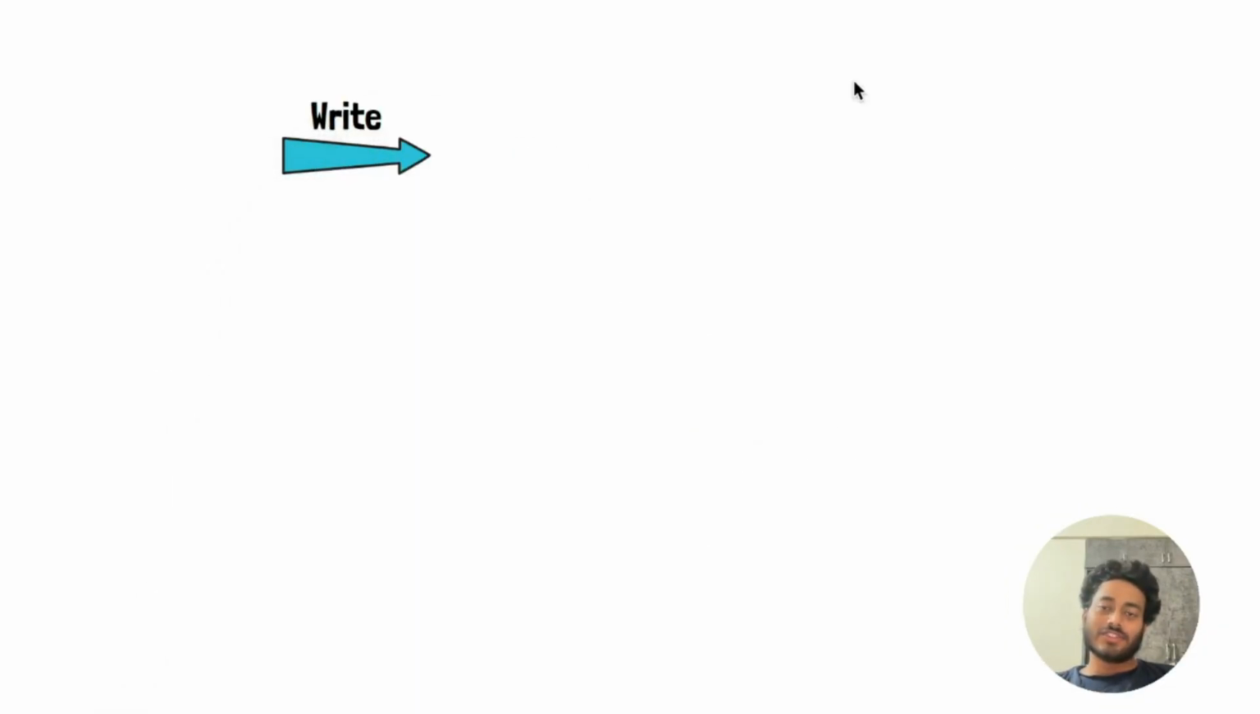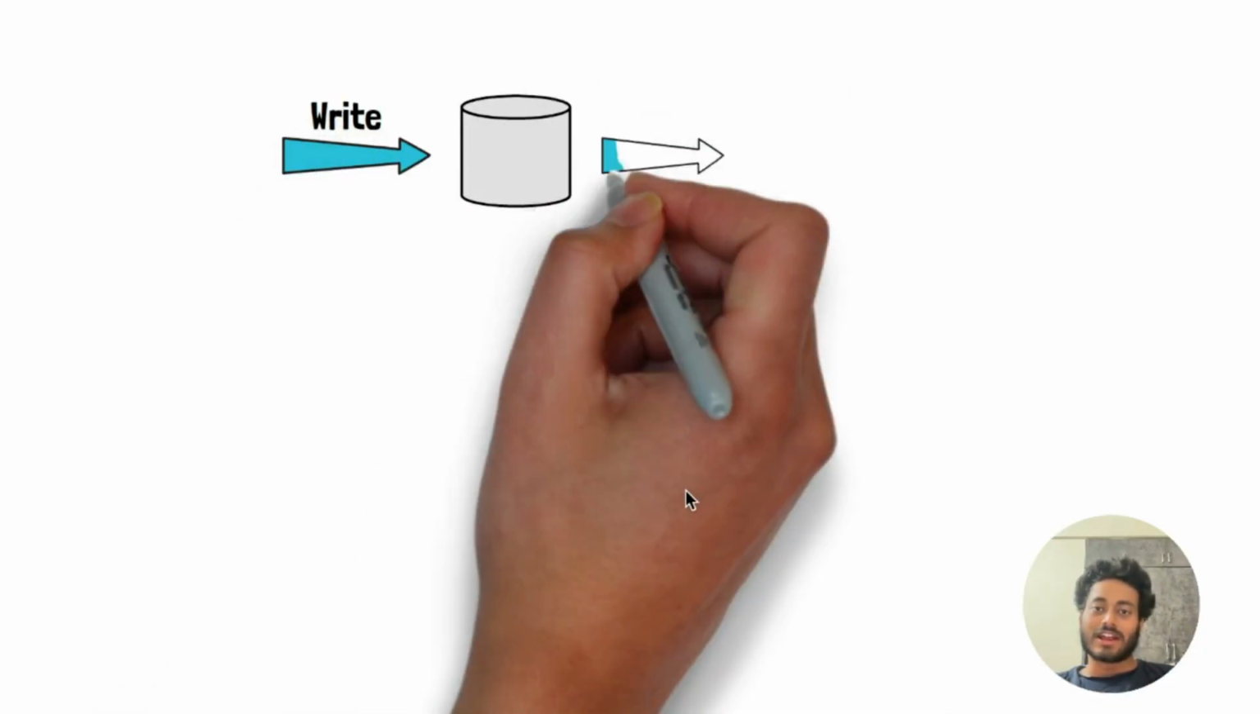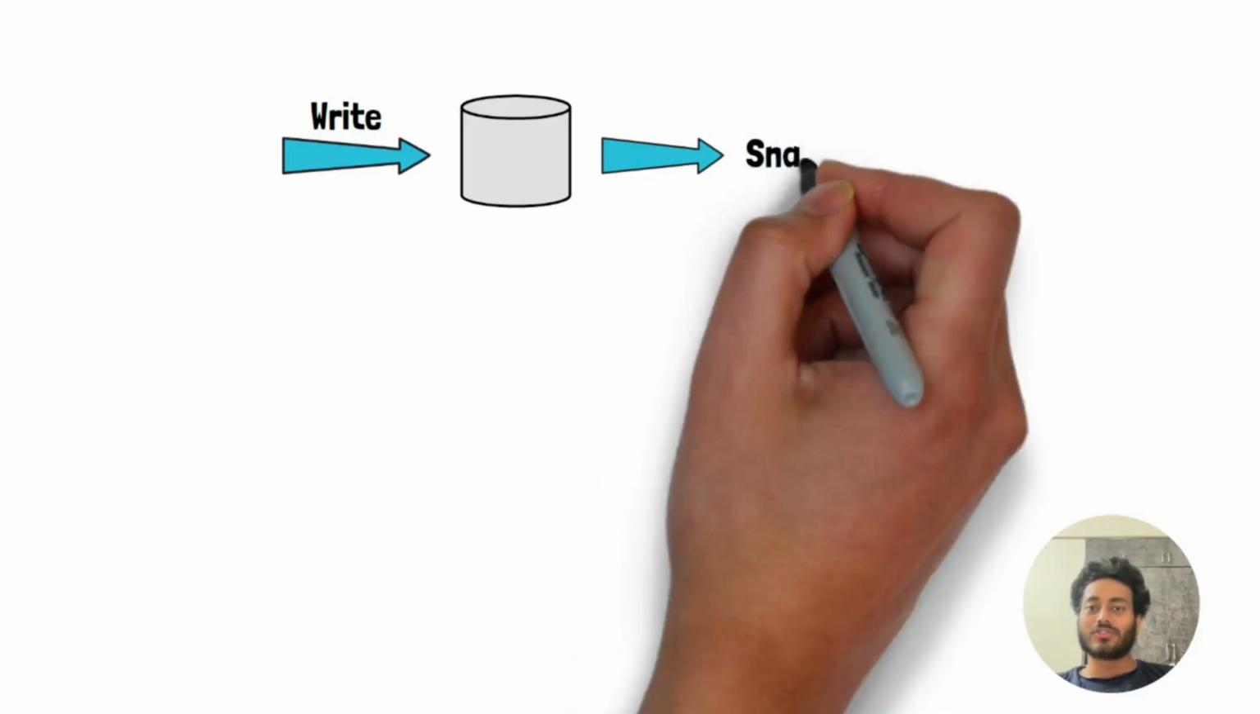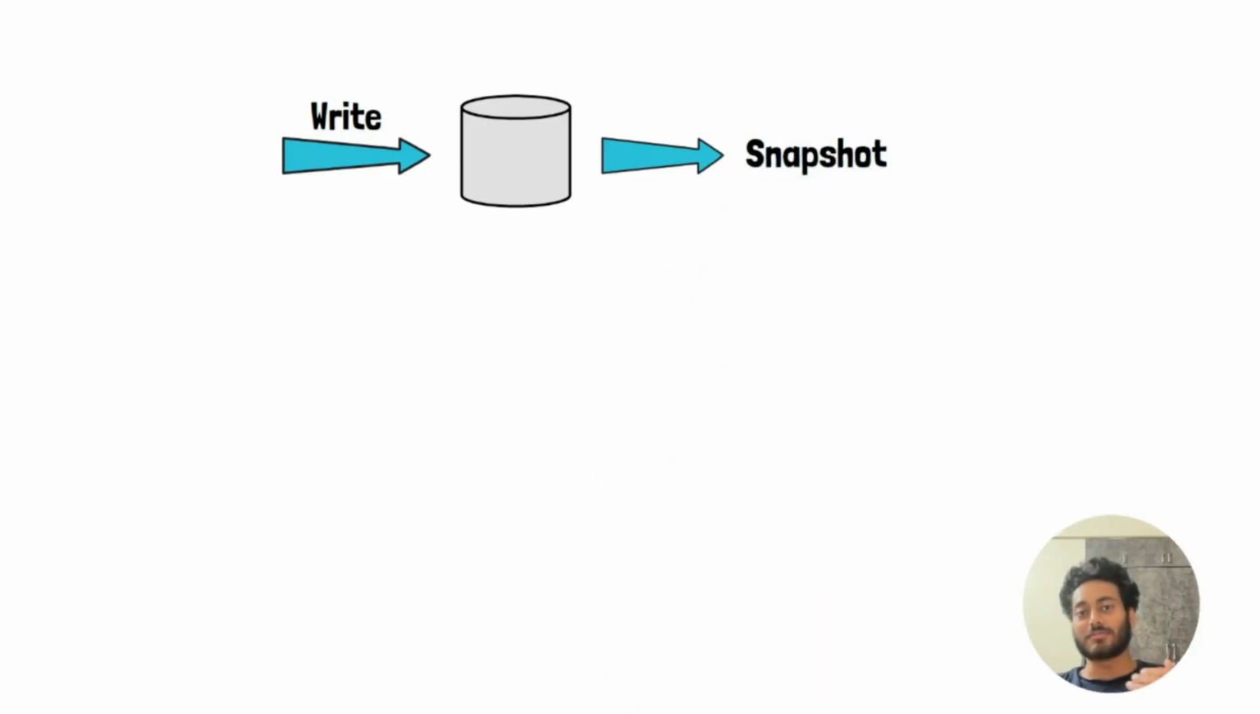The writes will keep on coming to your master node, and every database stores a snapshot after a certain point of time. These snapshots are used in case your database goes down. It is used to reconstruct that database. It's generally an image of all the data which is stored in your database.